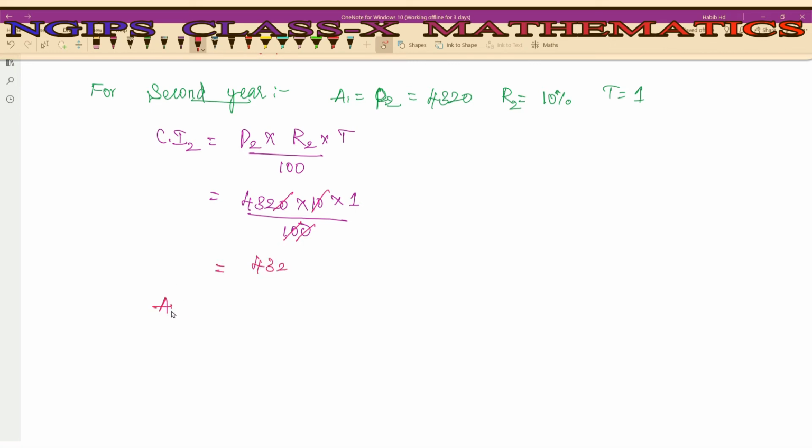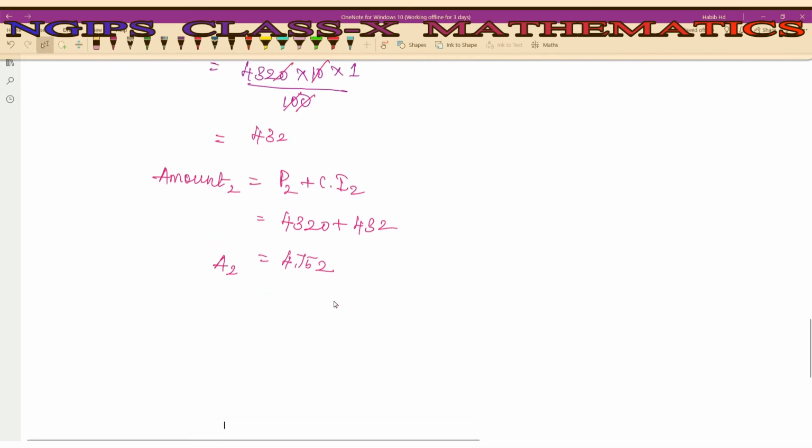Next we need to find the amount. So amount is equal to second year principal plus second year compound interest. The second year principal is 4320 plus 432. So 0 plus 2 is 2, 3 plus 2 is 5, and 3 plus 4 is 7. So we got 4752. This is the second year amount.